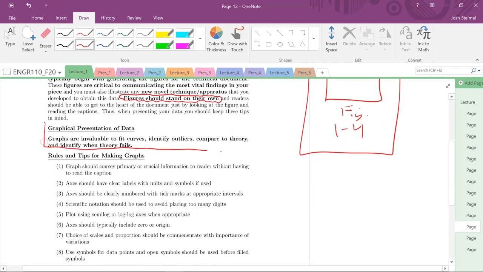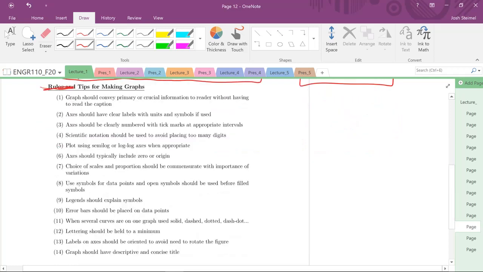Graphical presentation of data. There are rules and tips, though these aren't really rules, more tips and guidelines. So don't stifle your creativity, but this is good information to have. We must have clear labels and units, primary information clearly numbered, appropriate tick marks, and use log, semi-log, or scientific notation. I know these should be fairly intuitive and straightforward, but I often see some interesting things done on lab reports in terms of graphs and presentation of the data.